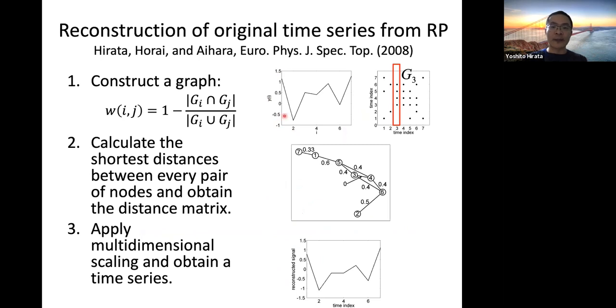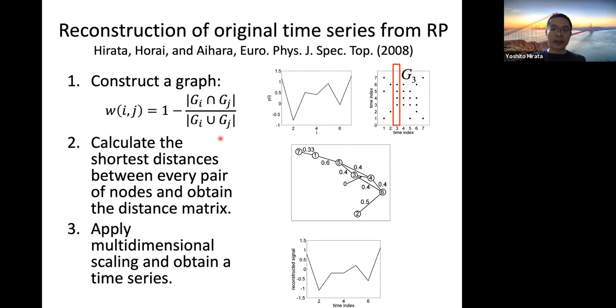This time series is the original time series that we have. From this time series, we obtain the recurrence plot shown on the right-hand side. The first thing we do is construct a graph based on this recurrence plot. In this graph, each node corresponds to each time index, and each symmetric point corresponds to an edge. And G_i corresponds to the set of time indexes plotted in the ith column. Therefore, G3 is the set 3, 4, 5, 6. And for each edge, we assign the cost associated with this W shown in this equation.